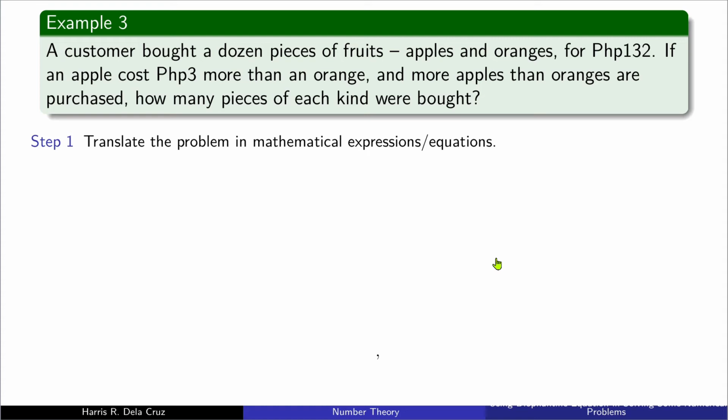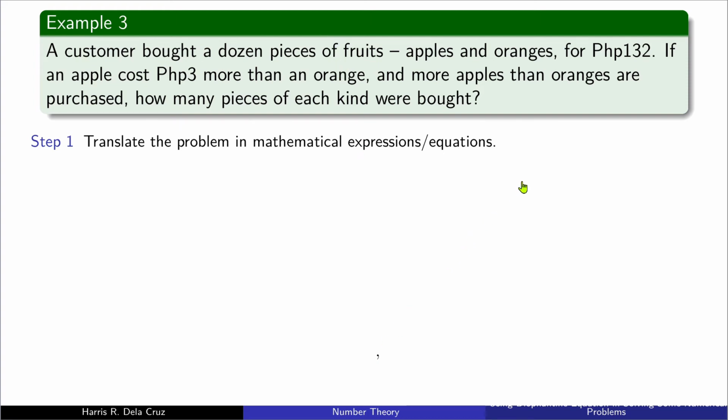So always in a word problem, we need to be able to translate into mathematical expressions or equations yung mga given. So isa-isahin natin. A customer bought a dozen pieces of fruit. So bumili daw siya ng 12 pieces, halong apples and oranges, for 132 pesos. The cost of the apple is 3 pesos more than the cost of an orange. So mas mahal daw ng 3 pesos yung isang apple kesa sa orange. So kung alam mo yung presyo ng orange, plus 3 yung presyo ng apple. Kung alam mo yung presyo ng apple, minus 3 yung presyo ng orange.